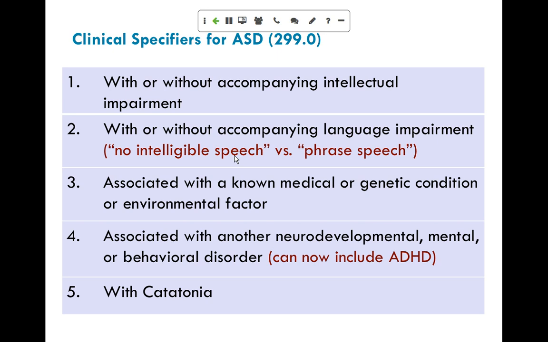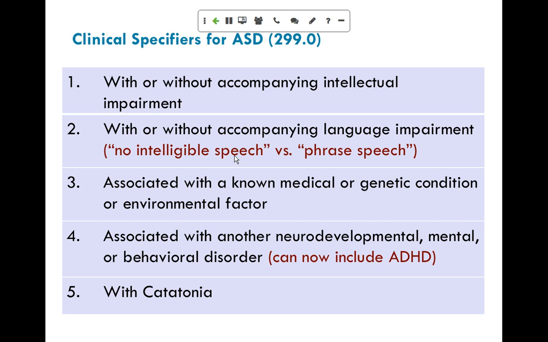So we will always assess one's developmental and or cognitive profile when we're doing an assessment so that we know, is this autism with or without accompanying developmental delays? And then we also want to know the level of language that the individual has. They can be anywhere on the spectrum from completely nonverbal or minimally verbal all the way to having full fluent speech, and then everything in between.